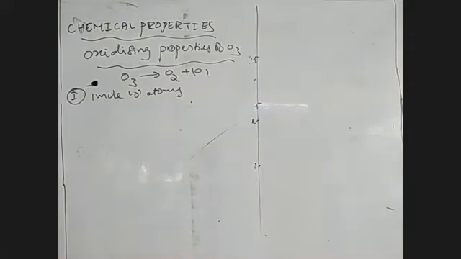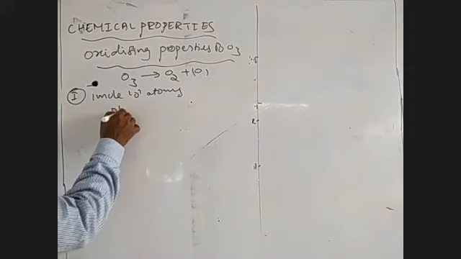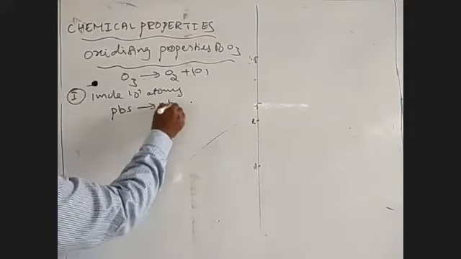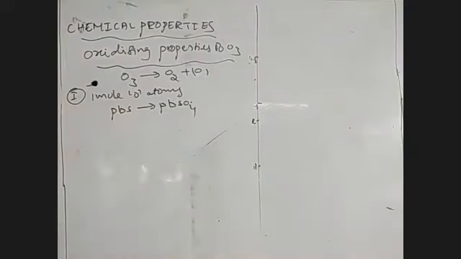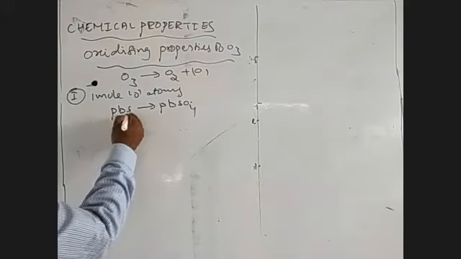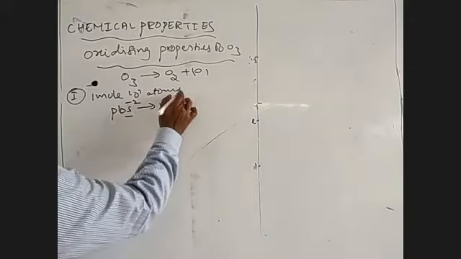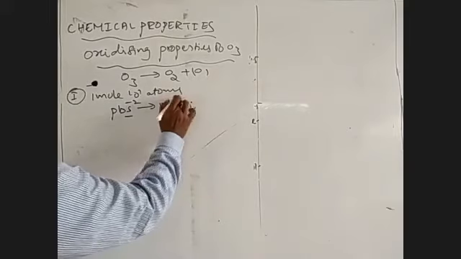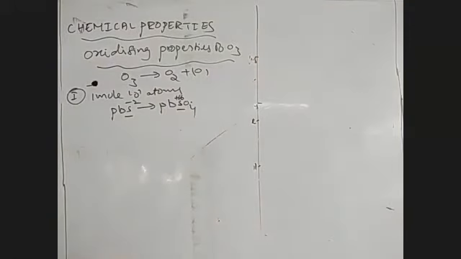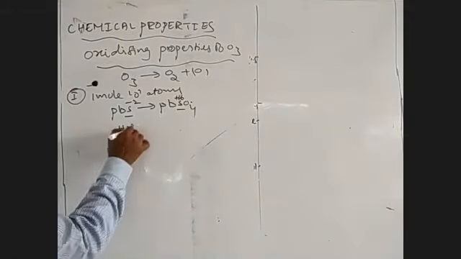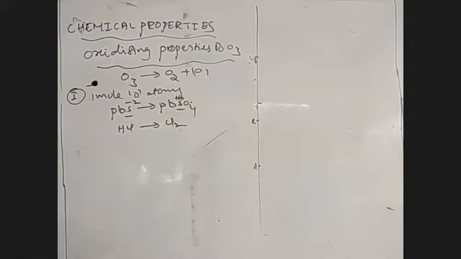Of the 3 moles of oxygen, only 1 mole of oxygen atoms is used in the oxidation reaction. PbS is oxidized to PbSO4. Overall reaction: PbS plus O3 gives PbSO4 plus O2. In PbS, sulfur has an oxidation state of -2, and in PbSO4, sulfur has +6. HCl is also oxidized to Cl2.